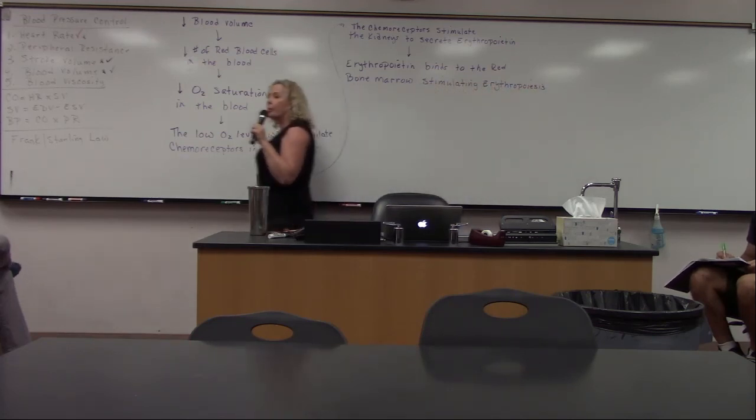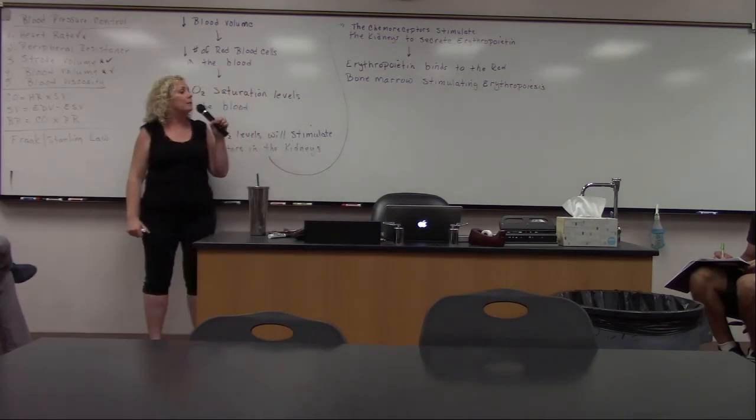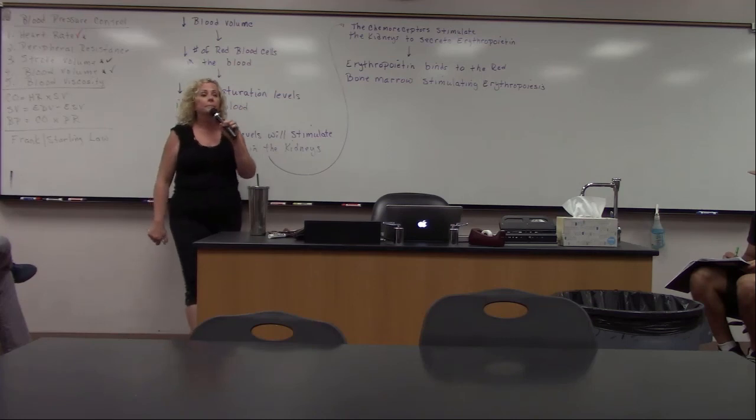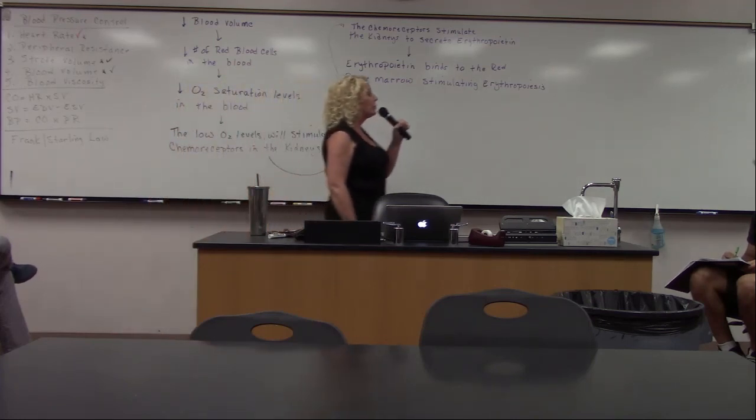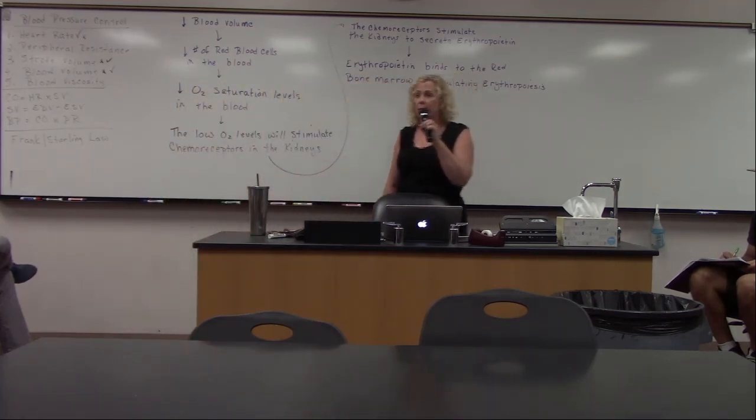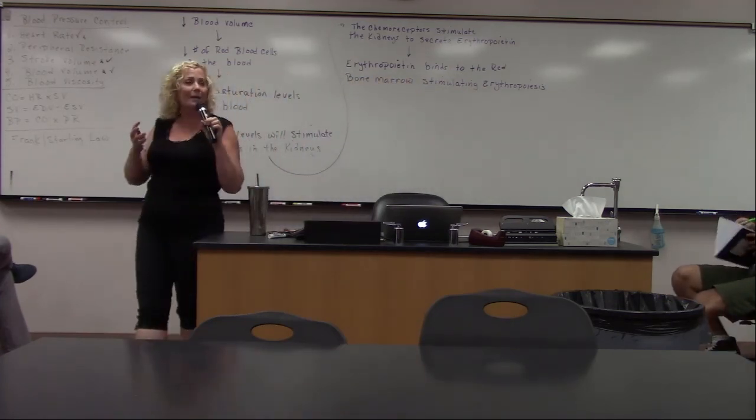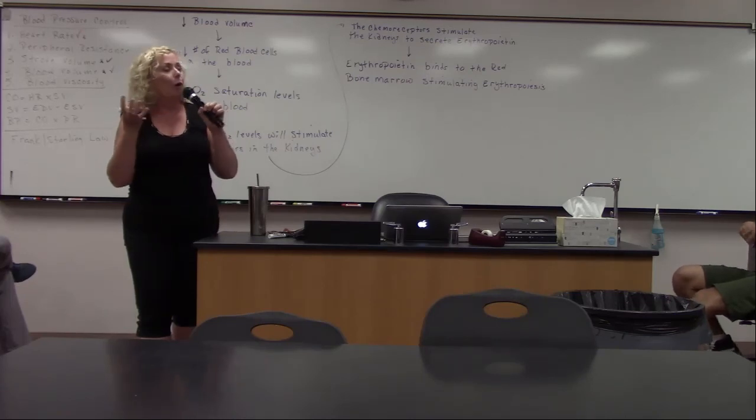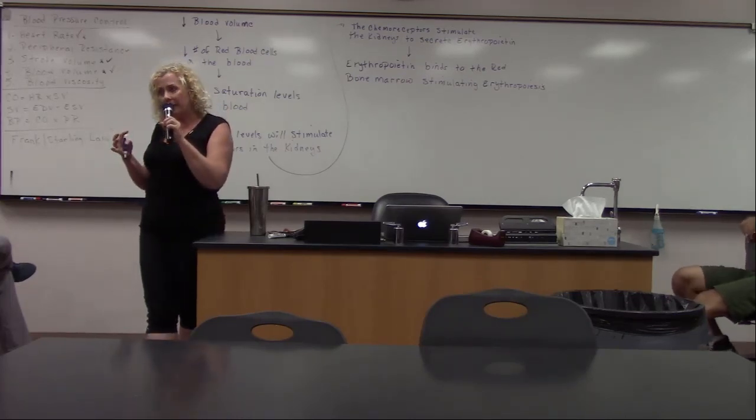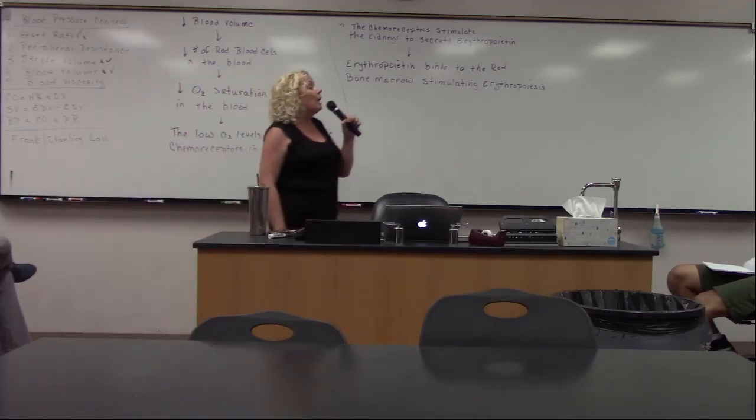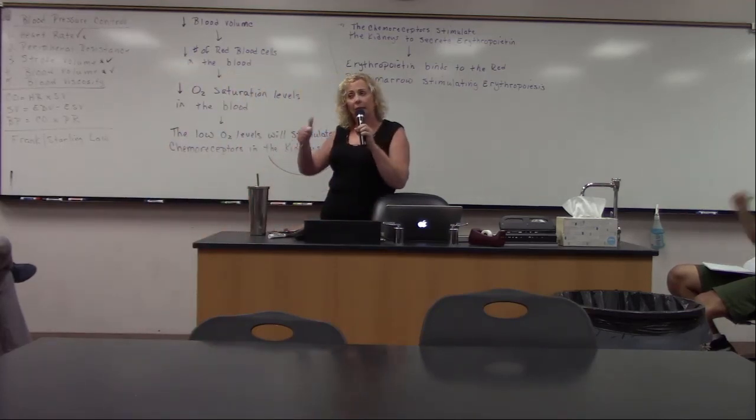And when erythropoietin binds to the red bone marrow, it stimulates what we call erythropoiesis. And erythropoiesis is just a fancy word for making red blood cells. So we're going to increase the number of red blood cells. Now when we increase the number of red blood cells, this will make the blood thicker or more viscous. So by increasing the number of red blood cells, blood viscosity increases.